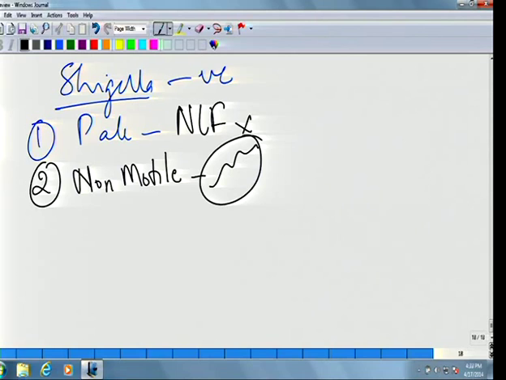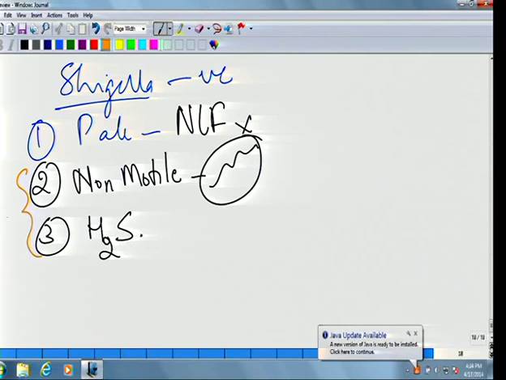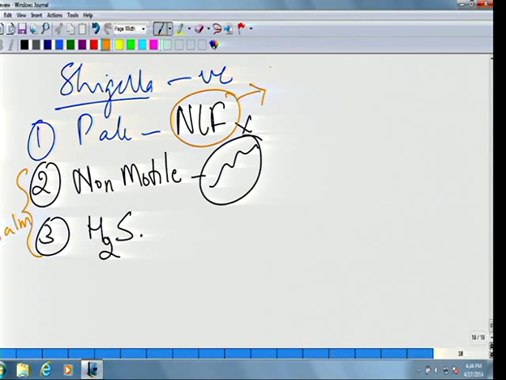So it's a non-lactose fermenter, and it also does not produce H2S. These are the three properties of Shigella. With these two properties you can differentiate it from Salmonella. Yes, and the fact that it is a non-lactose fermenter and its lack of motility will also distinguish it from E. coli. E. coli is a pink lactose fermenter.